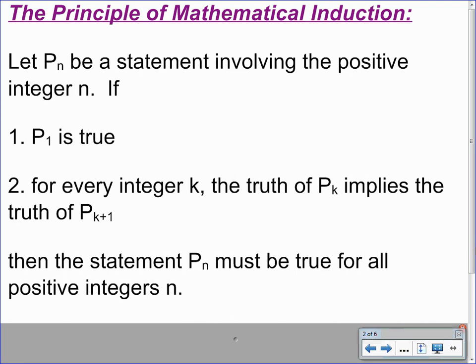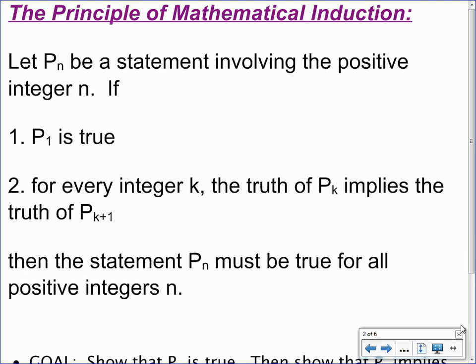So our steps: we need to show that P1 is true. We need to knock over that first domino. And then we need to show that if p sub k is true, then p sub k plus 1 is true. If we can show all that, then our statement that we started out with is true. So we have our train of dominoes that we're knocking down. If any domino knocks over the next one, when you start with the first one, they're all knocked down.